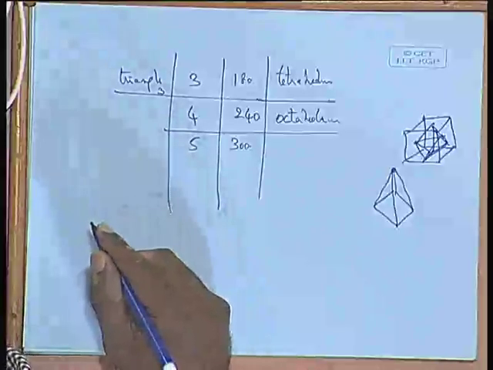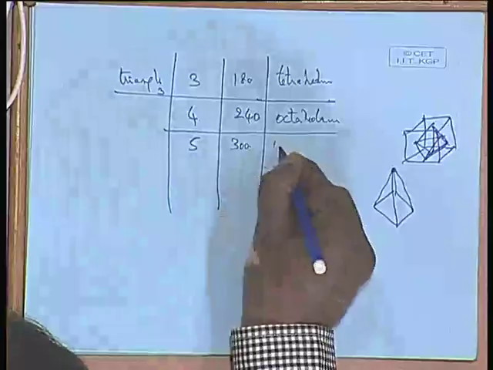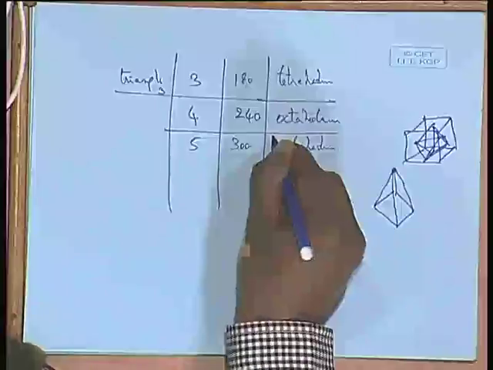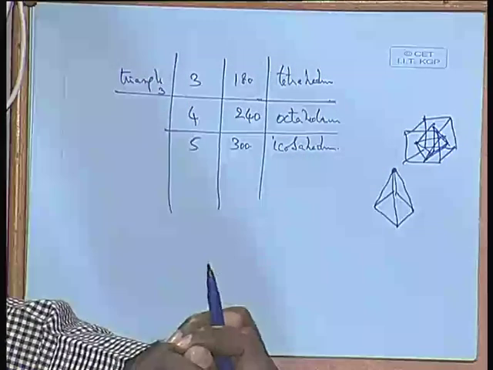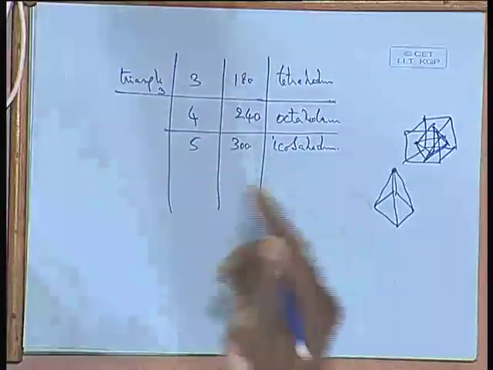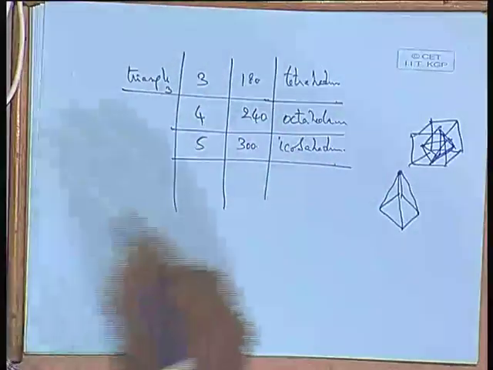300, and that is an icosahedron. Okay. So, if you take any icosahedron, basically there will be five triangles meeting at each corner. Okay. And if you have six triangles meeting, what would happen? What would be the angle?